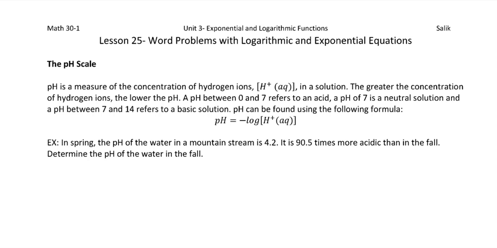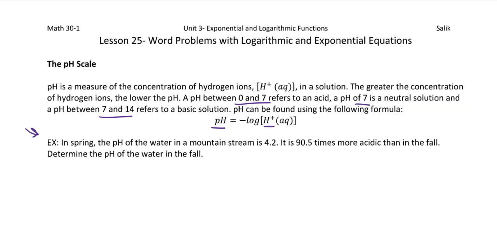So the greater the concentration of hydrogen ions, the lower the pH. A pH between 0 and 7 refers to an acid. A pH of 7 is neutral. And a pH between 7 and 14 refers to a basic solution. So it can be written out like so. Now just be careful what you're looking at here, right? There's two different things. You've got your pH, and then you've got your hydrogen concentration, or concentration of hydrogen ions, right? So just be careful what we're actually looking for in the question.